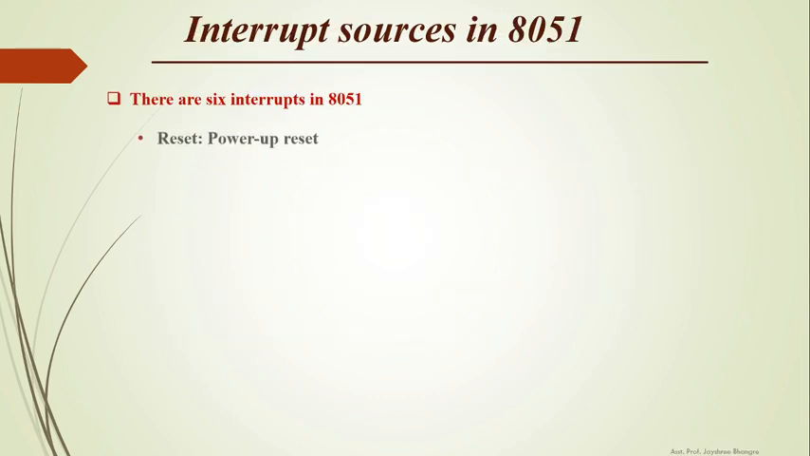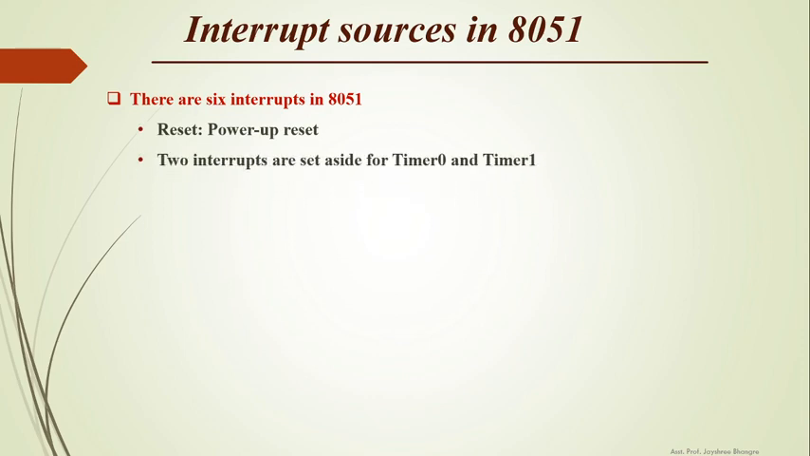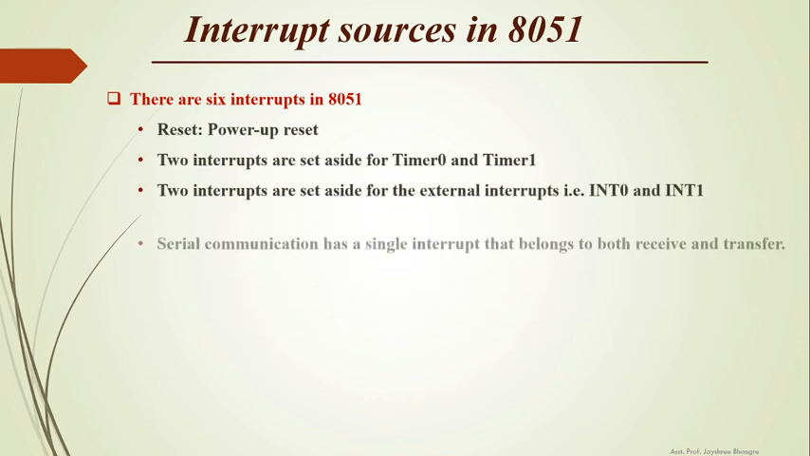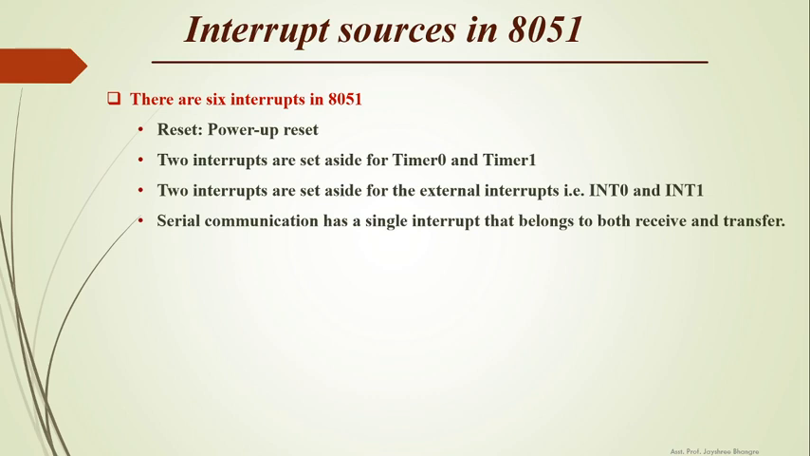So there are 6 interrupts in 8051, that is reset, power up reset. There are 2 interrupts set aside for timer 0 and timer 1. They are called as internal interrupts or software interrupts. Then there are 2 interrupts set aside for the external interrupts, that is int 0 and int 1. They are called as hardware interrupts. And serial communication has a single interrupt that belongs to both receive and transmit of the data.